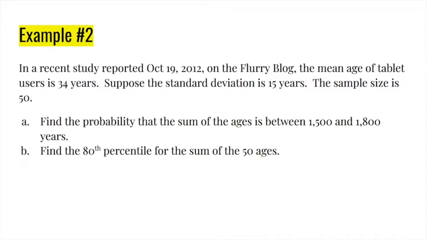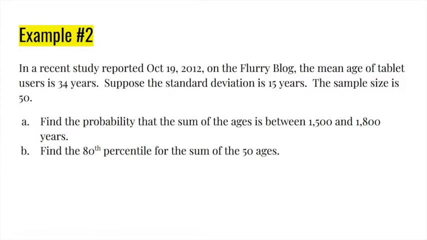For example number 2, we have apparently a recent study, which is 2012, so it's not that recent. It says that the mean age of tablet users is 34 years and the standard deviation is 15 years. The sample size in question here is 50. So we want to find the probability that the sum of the ages is between 1,500 and 1,800 years. This is maybe not the world's greatest example, because I don't know why you would want to find the sum of ages. Mean seems like it would be a better choice here, but I guess sometimes you just have to go with the examples that you have.